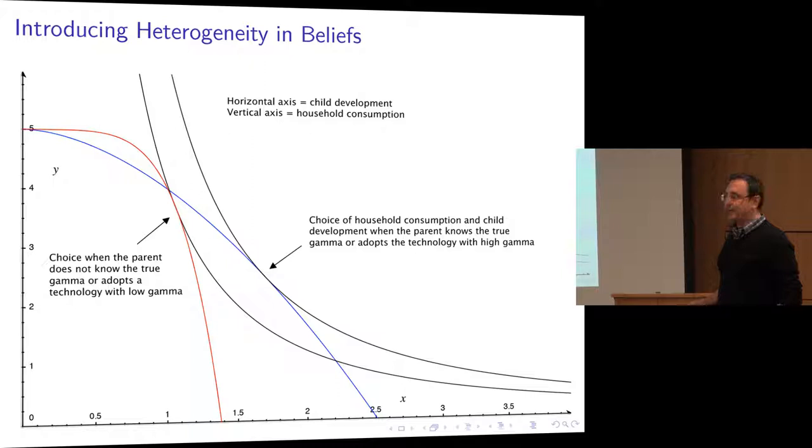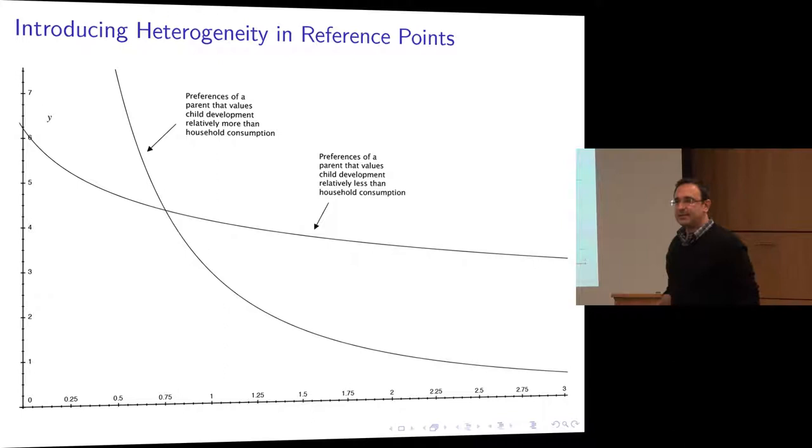And the other story that I'm going to tell, the reference point, is you can think about this as two selves. Everyone has two identities, if you will. One identity really cares a lot about child development, not so much about household consumption. Another identity really cares a lot about consumption, not so much about child development. These two indifference curves, they cross exactly at that reference point. This is the indifference curve that describes the utility functions of these parents.